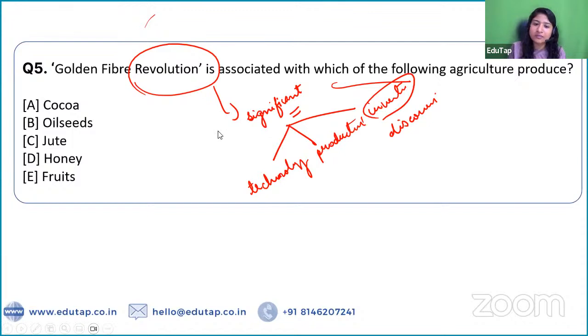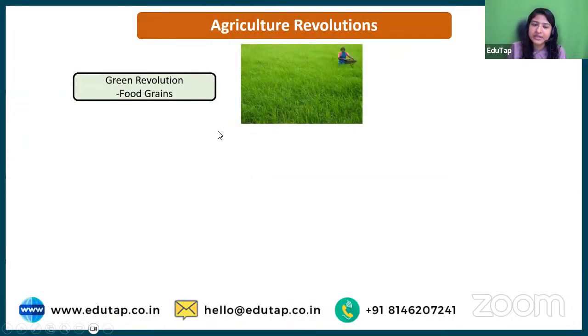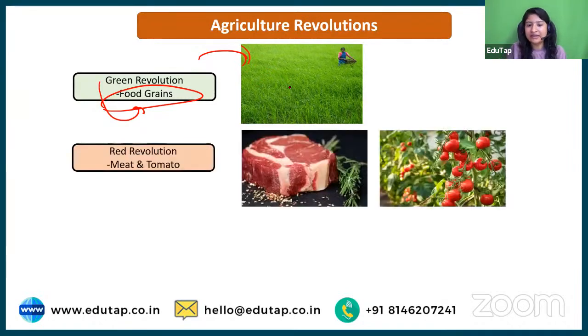We are going to understand some of them, some of which I have mentioned here. For example, the Green Revolution term is associated with food grains. Next we have the Red Revolution, which is associated with meat as well as tomato. You have to understand that the same name can be given to more than one type of produce. Why? Because meat is red in color, that is why the name Red Revolution has been given. Similarly tomato is also red in color, that is why for tomato also we use Red Revolution.